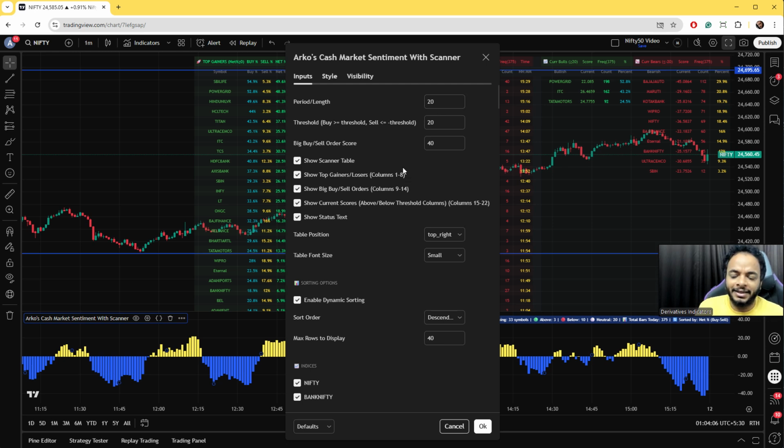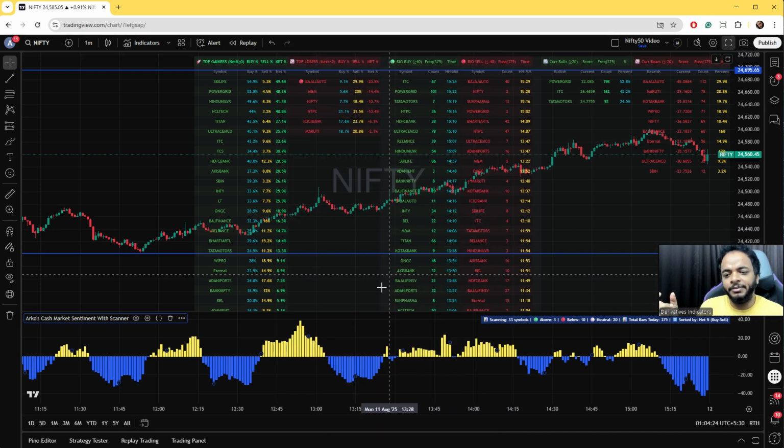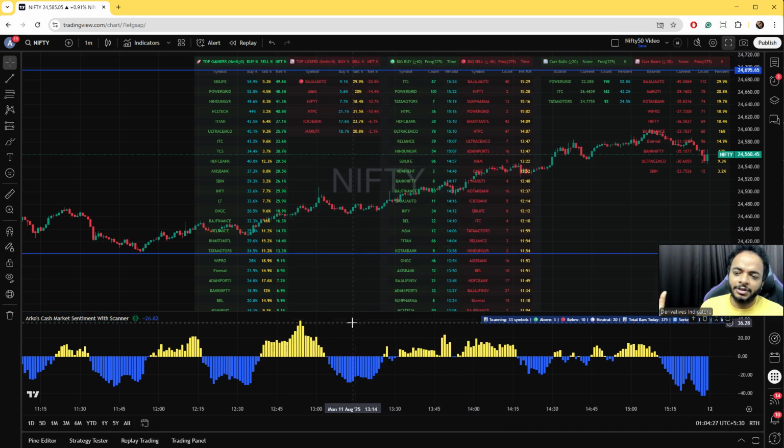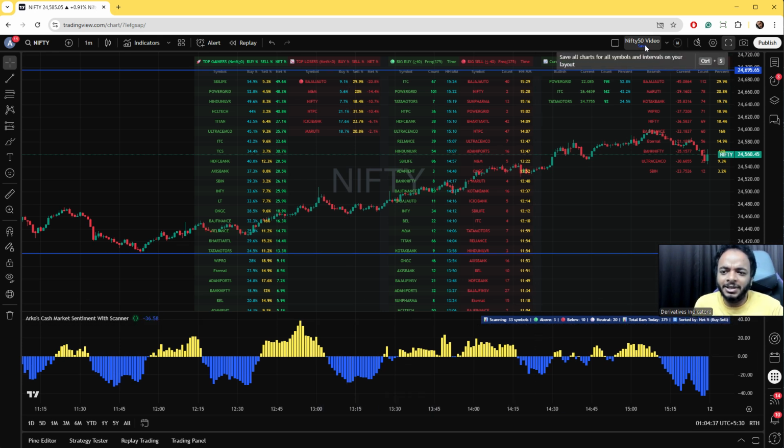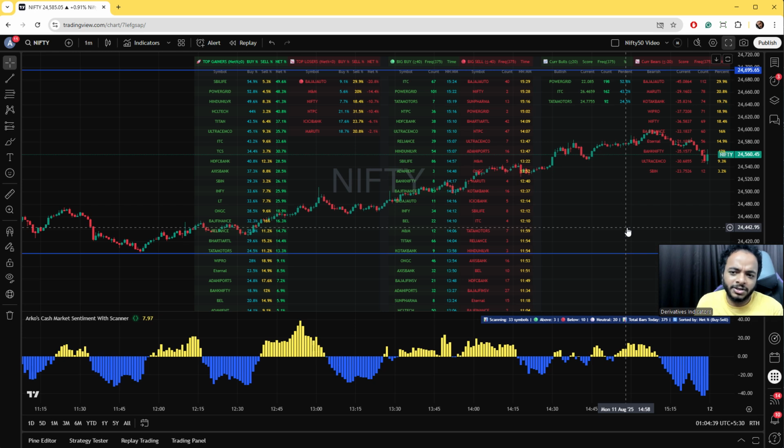Now the next things are ones which I sometimes change, and on which the buy percentage and sell percentage are calculated. Let's talk about this threshold. This is 20. What does this threshold of 20 mean? You can say that I can simply have a watch list on my TradingView, and I can simply see who are the top gainers or the top losers. But the main point is not that.